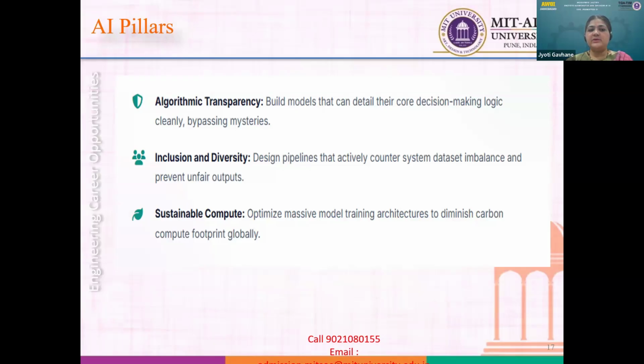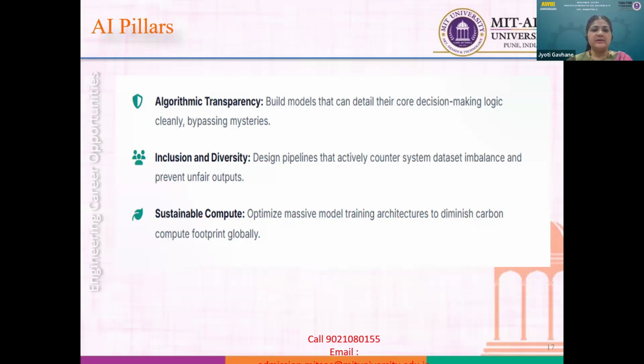Second thing is inclusion and diversity. How you are designing the pipelines is one of the important things. Now the word is AI pipeline. If I am taking data from different sources, how are you collaborating it, how are you processing it, and how actively is it giving you a balanced output?